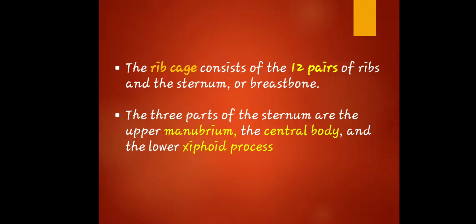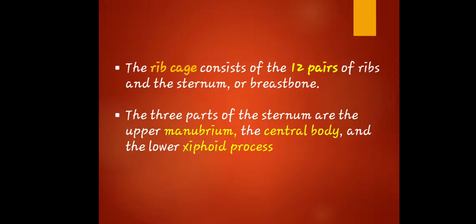The three parts of the sternum are the upper manubrium, the central body, and the lower, which is called the xiphoid process. The manubrium is actually the thickest portion of the sternum as it carries the greatest physical load. It is the most superior region of the sternum and articulates with the clavicles or your collarbones. While the xiphoid process is the smallest region of the sternum or breastbone.